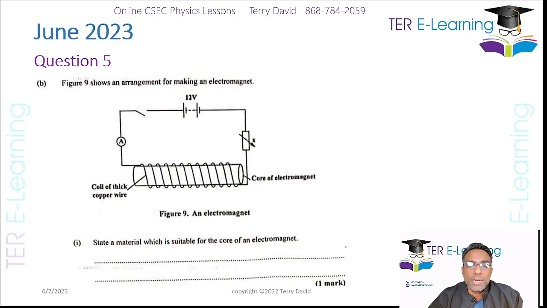Part B now. The diagram shows the arrangement for making an electromagnet. We have a coil, a 12-volt supply, a meter, a variable resistor, and a switch. Say the material which is suitable for the core of the electromagnet. The answer they're looking for here is soft iron. That's the answer.